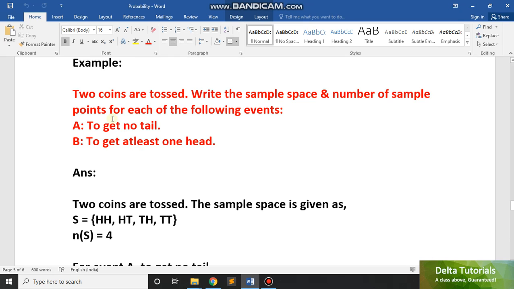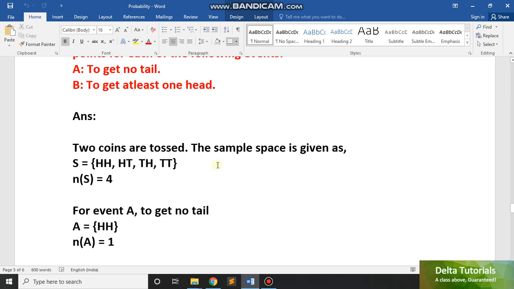See, two coins are tossed. So when the two coins are tossed, we write the sample space as capital S is equal to HH, HT, TH and TT, where the first letter represents the outcome on the first coin and the second letter represents the outcome on the second coin. And here the number of sample points is 4, so n of S is equal to 4.